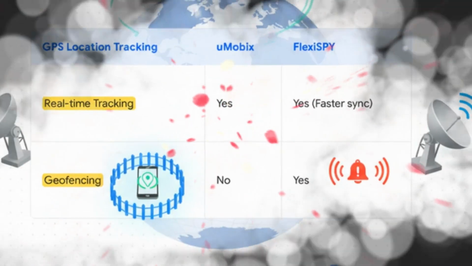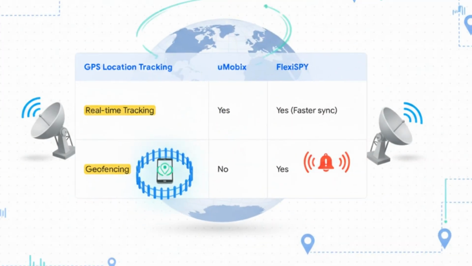Next up is GPS location tracking. Both give you great real-time tracking, so you'll always know where the device is. But once again, FlexiSPY has the edge. Its data tends to sync a little bit faster, and it has this incredible feature called geofencing. This lets you set up virtual boundaries on a map and then get an alert if the phone ever enters or leaves that area. uMobix doesn't have that, so for location monitoring, FlexiSPY is definitely the stronger pick.